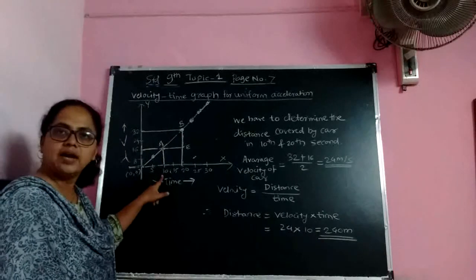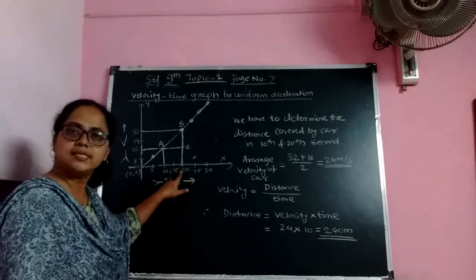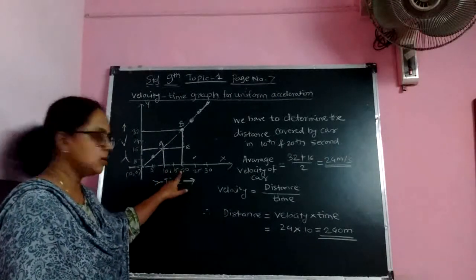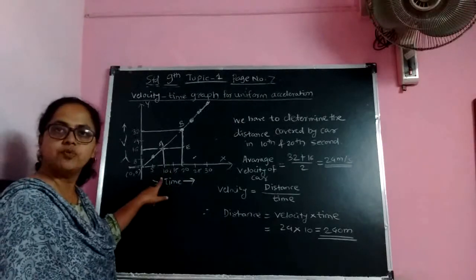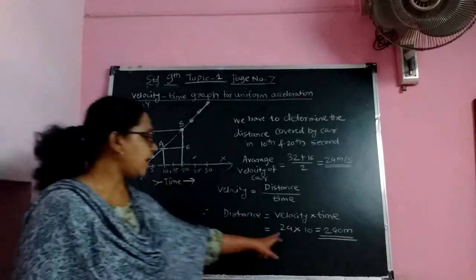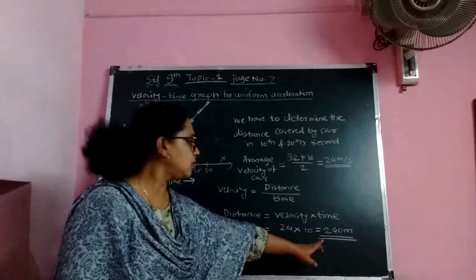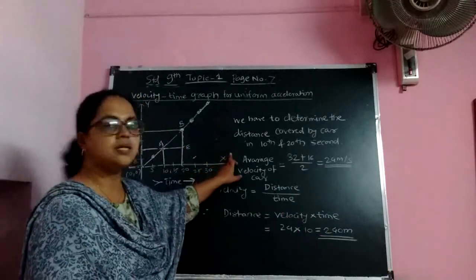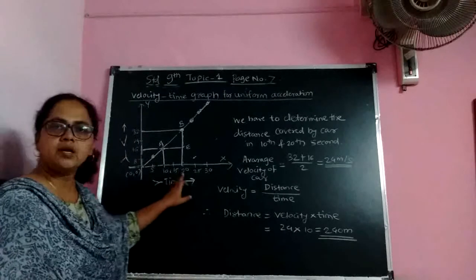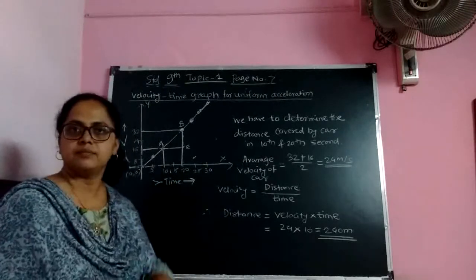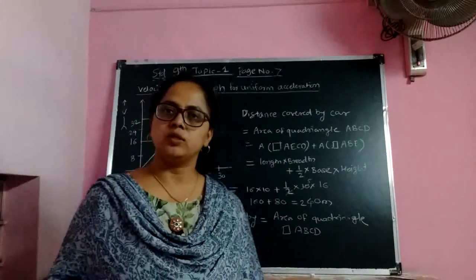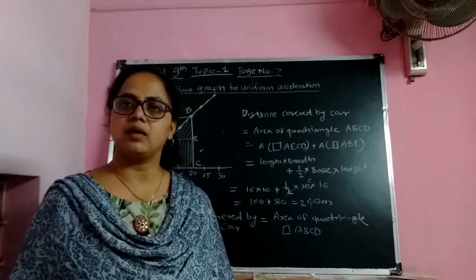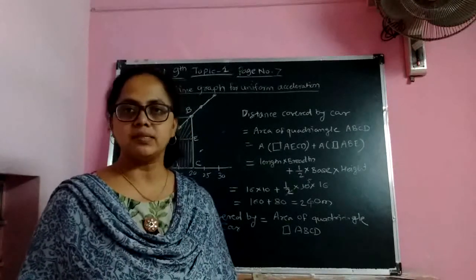If the car travels from 10 second to 20 second, then what is the time? 20 minus 10, you will get 10. So multiply 24 into 10, you will get 240 meter. This is the distance covered by the car between the 10th and 20th second. We found out the distance covered by the car between the 10th and 20th second.